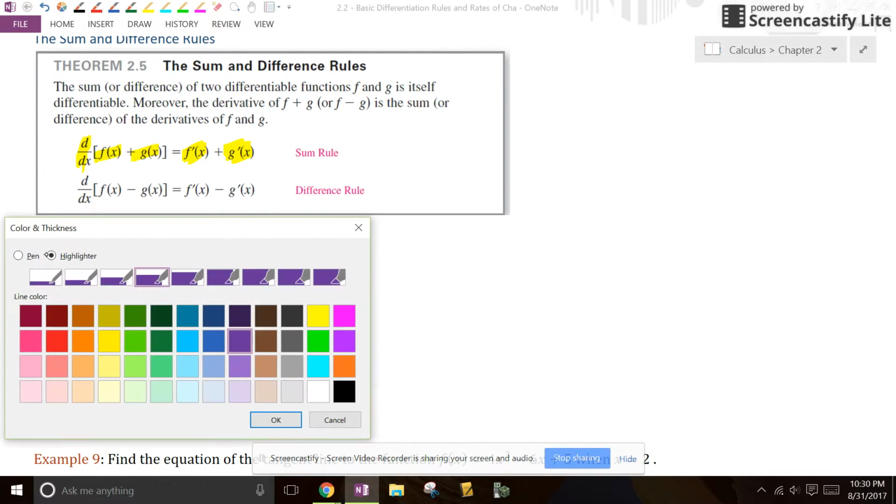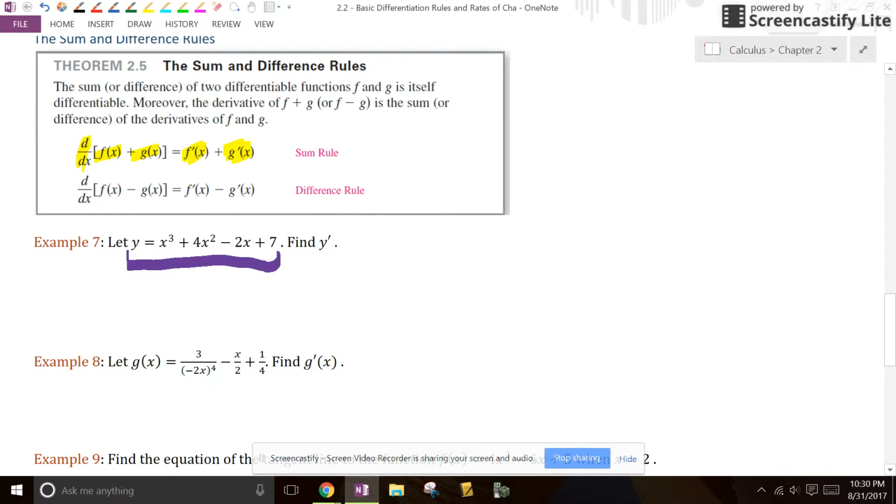Wait, I go back here and I'll go pen. If I want to do that function, I want to find y prime. Well, piece of cake. Just do each one individually. Because they're all added together, I'm just going to do each one individually. Y prime is going to be, take the derivative of that, 3x squared. Take the derivative of that. Ooh, there's a constant out front, so be careful.